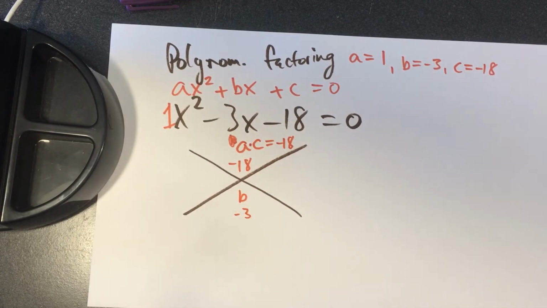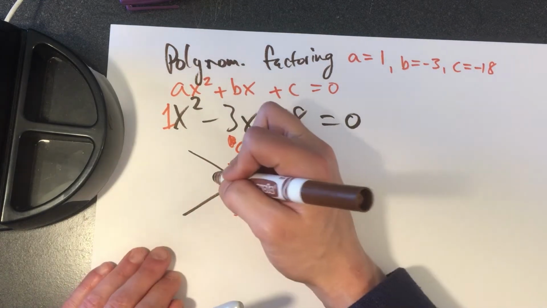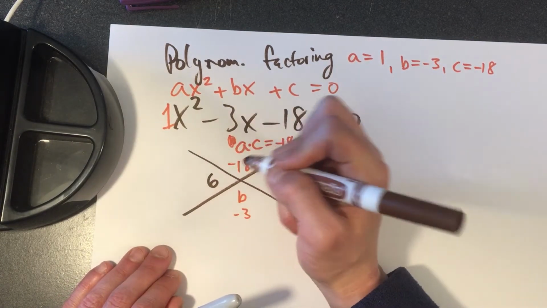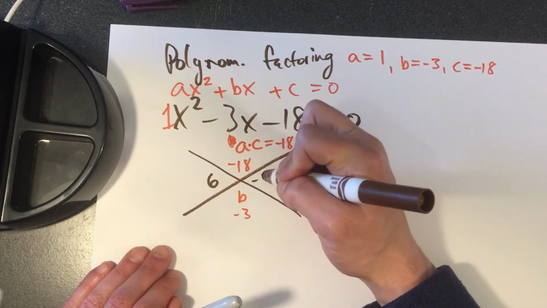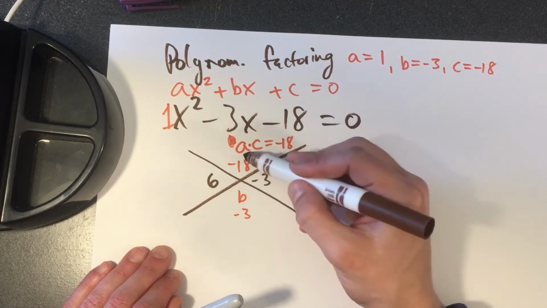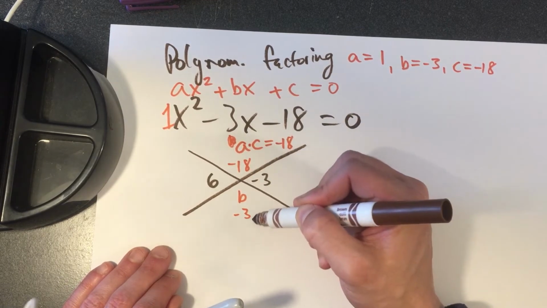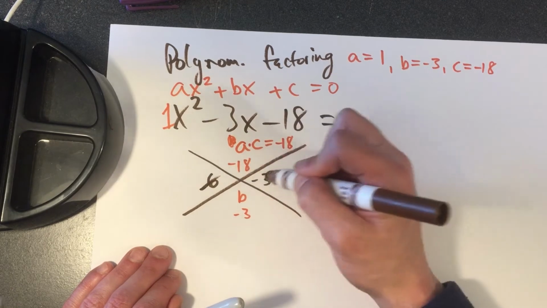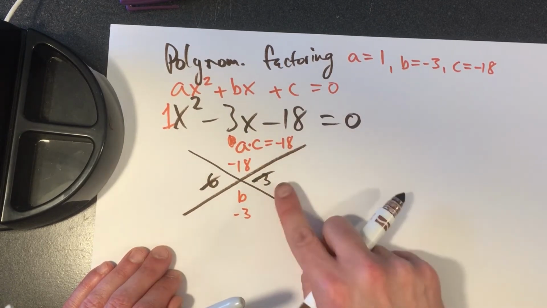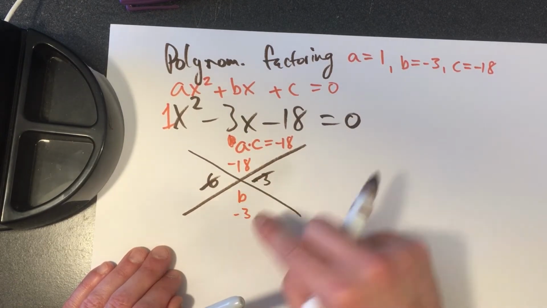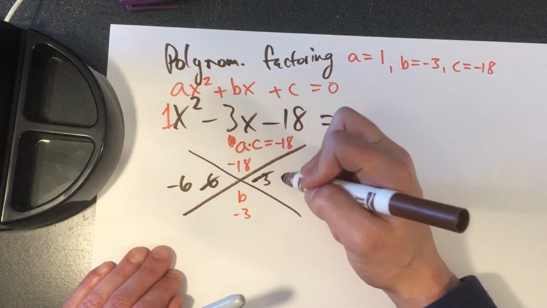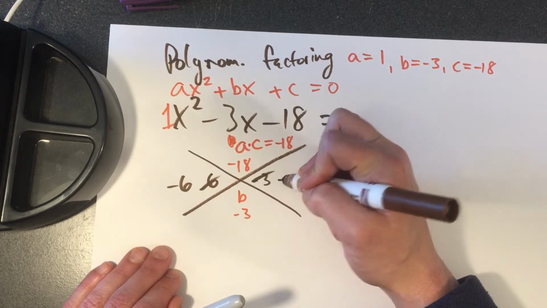Okay, so let's generate a few possibilities. How about positive 6 and negative 3? Well, that multiplies to negative 18, but it doesn't add to negative 3, does it? But I think I'm really close, because these two add to positive 3. So let's try negative 6 and positive 3.